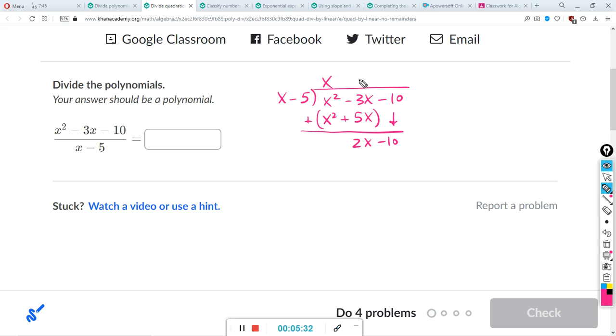So what times x will give us 2x? Well, that's just positive 2. And just to confirm, 2 times x is 2x. 2 times negative 5 is negative 10. So we have the same thing. If we subtract them, it's just going to be a remainder of 0. So you enter x plus 2 in the box.